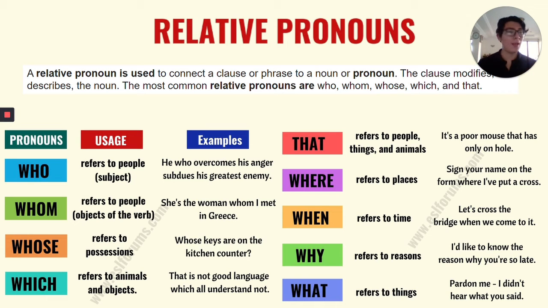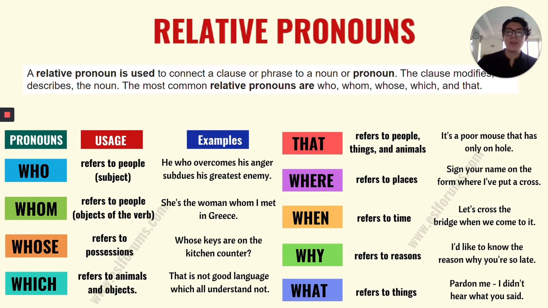For example, the student who made me laugh. The student made me laugh, so the student made the action. In this case, whom, the person receives my action. For example, the student whom I made laugh. It means that I made an action and my student received that action. In who the person does the action, and in whom the person receives the action.